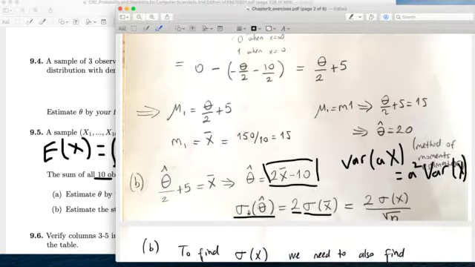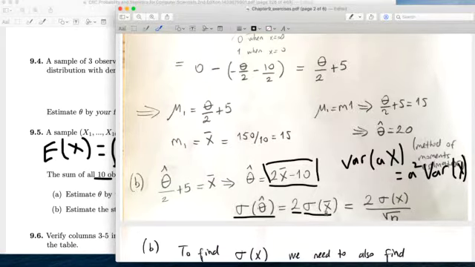But since standard deviation is the square root of variance, whatever coefficient I have for the variable here, when I take the square root of a squared, the standard deviation is going to be exactly a times the standard deviation. So standard deviations grow linearly with the coefficients in front of them. So if you have theta hat equal to 2 x bar minus 10, its standard deviation is going to have the exact same relationship as x bar.